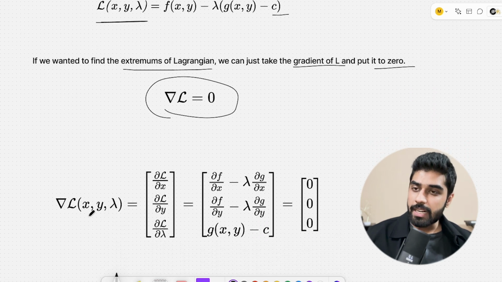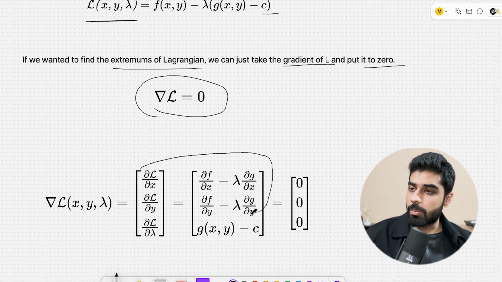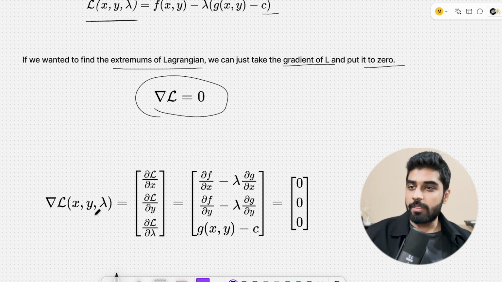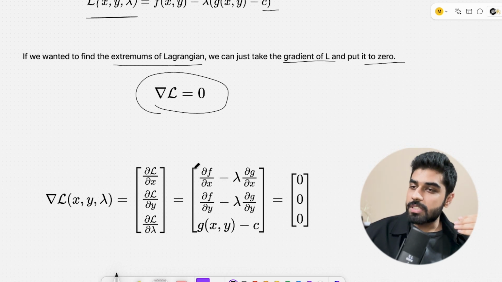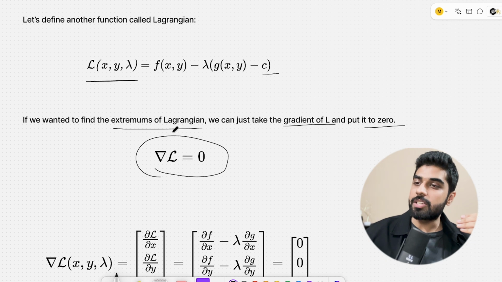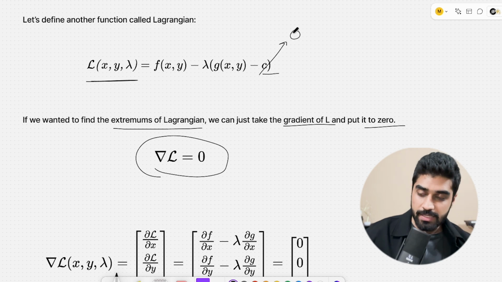And when we do that, the first two equations pop out. So remember the form of Lagrangian is a function in x, y, and lambda. So we'll take three partial derivatives with x, y, and lambda respectively and put it to 0. And if you see the first two functions, when we take a partial derivative with respect to x, this becomes dou f by dou x, and the second term becomes dou g by dou x times lambda, and c is a constant, so it is 0. The partial derivative of c with respect to x is 0.